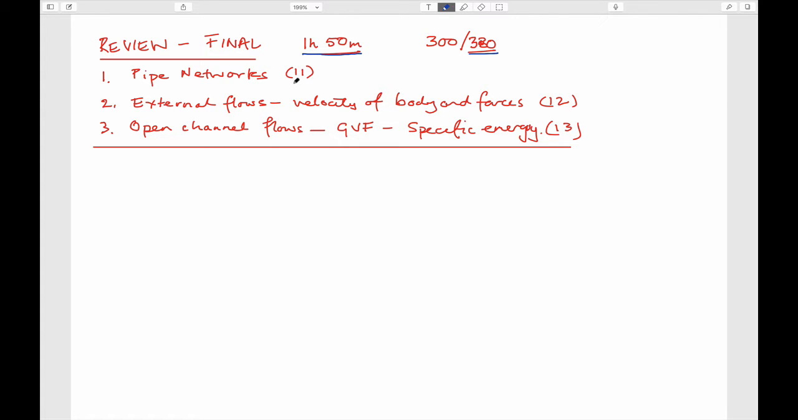One on pipe networks, which is chapter 10 and 11, or section 10 and 11, mainly 11. One is on external flows, looking at the velocity of bodies in motion and the forces applied on them, which is 12, external flows, and open channel flows, which are 13, which is a gradually varying flow using specific energy. So those are the question areas.